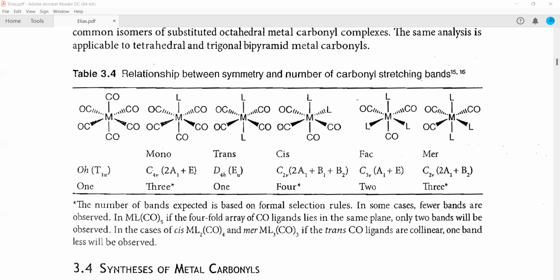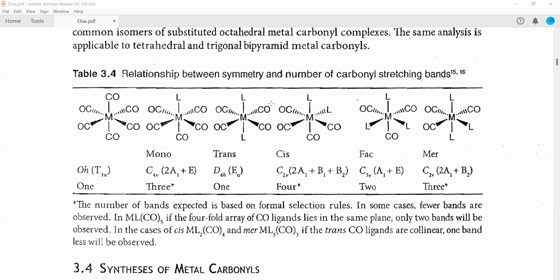And here, this is highly symmetrical, right? For all these carbonyls, you'll get 1 because it is D4h. There is this axial C4, and then you have this plane of symmetry that makes it D4h. These two L are also the same, these two carbonyls, and also these two carbonyls. That means all the carbonyls are equivalent, so you'll get only 1.